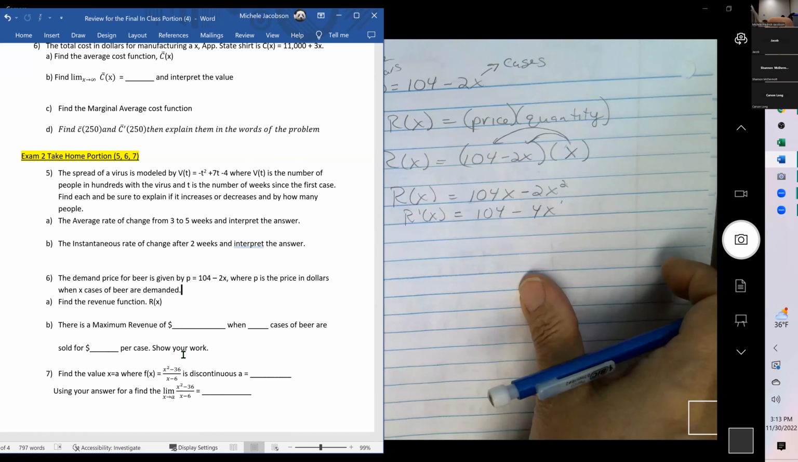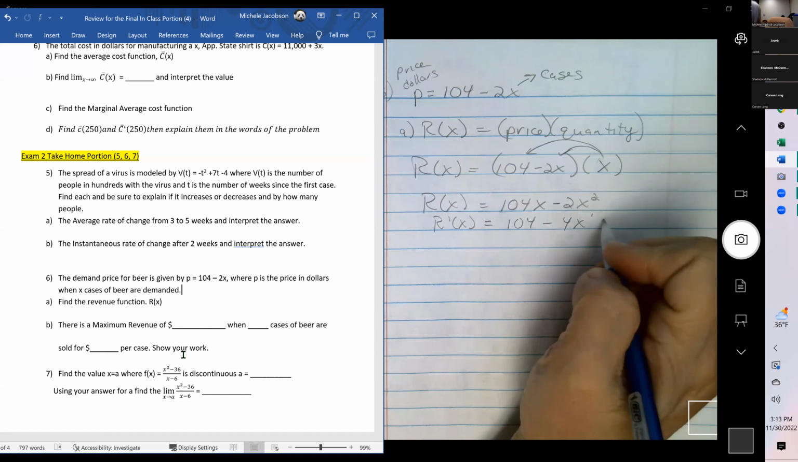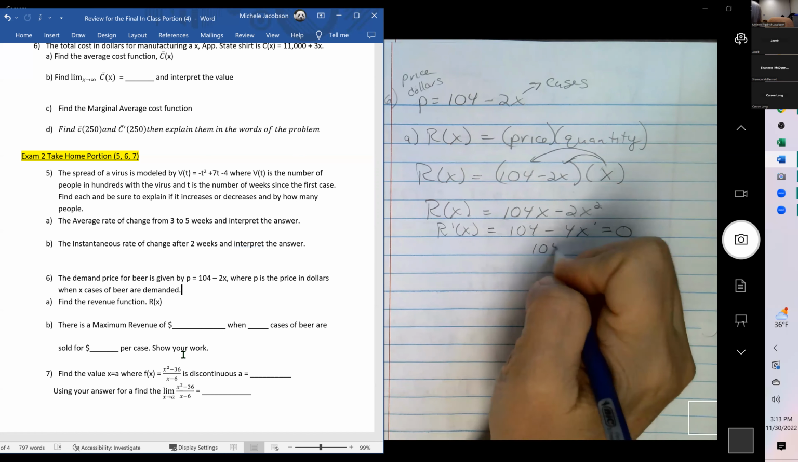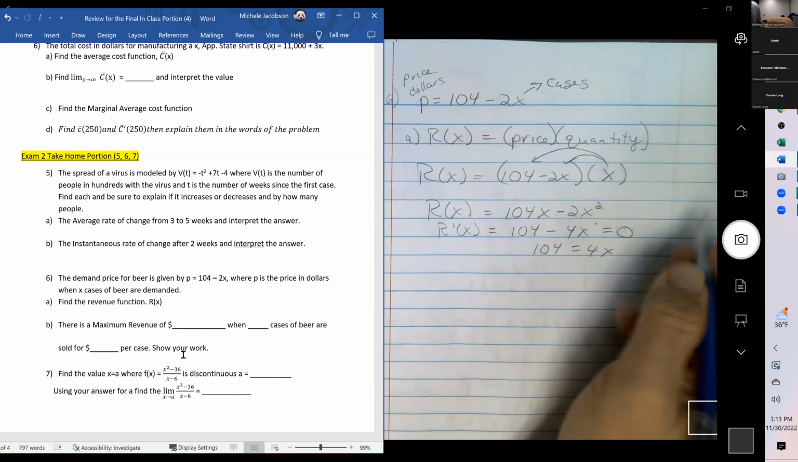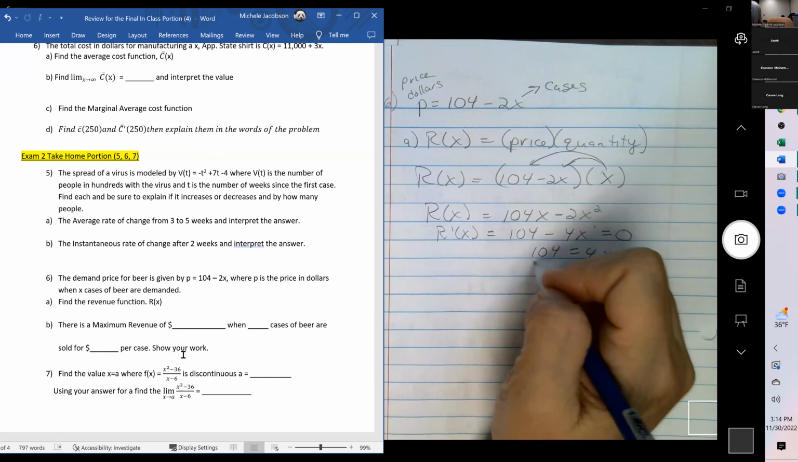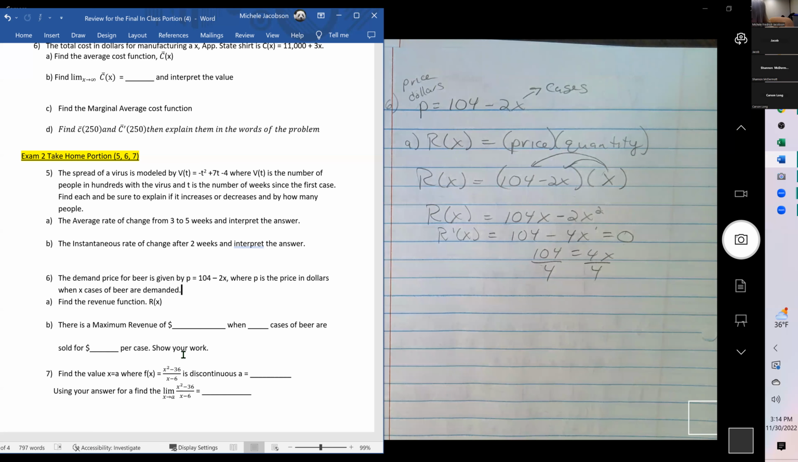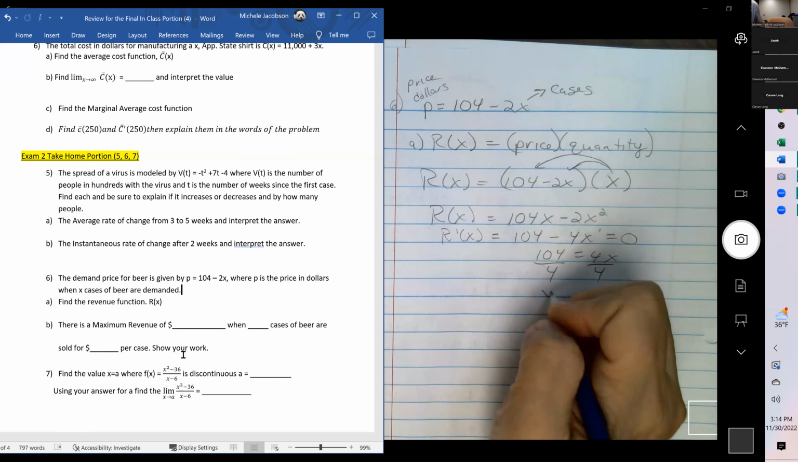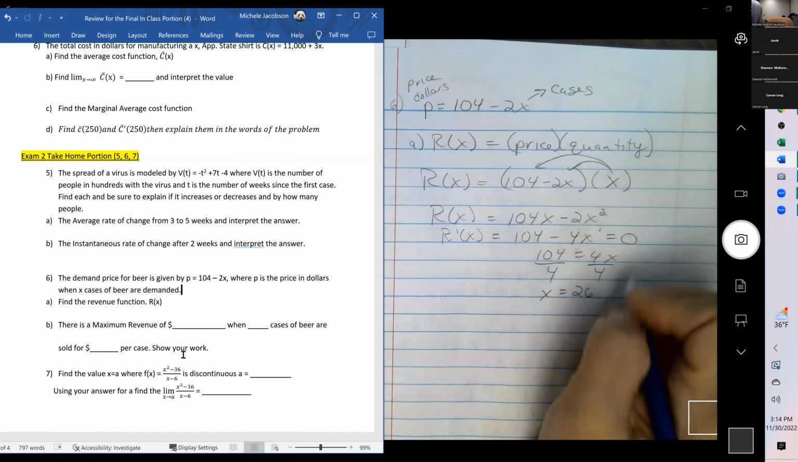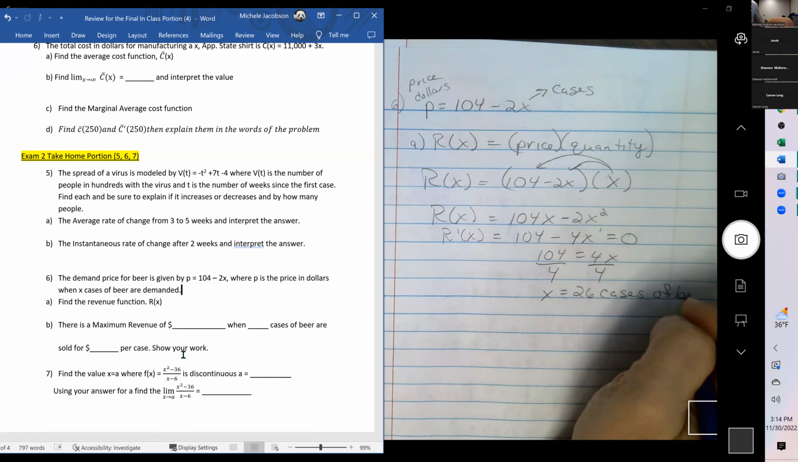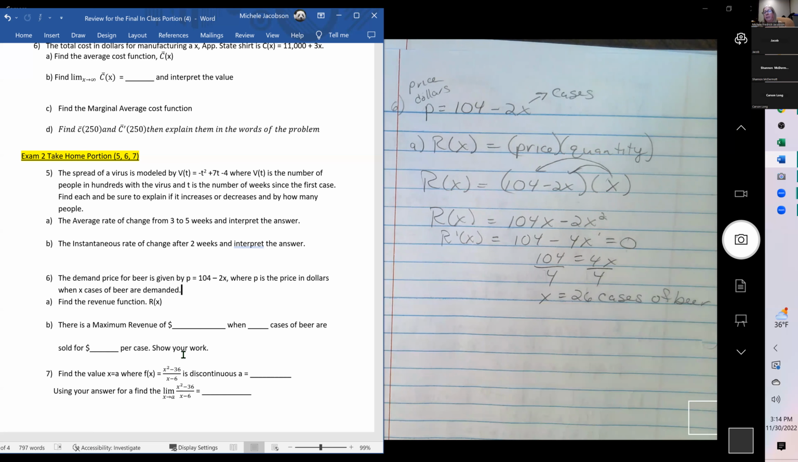To find the critical value, set equal to 0. Add the 4x to the other side and divide by 4. x equals 26. So 26 cases of beer will give us our maximum revenue.